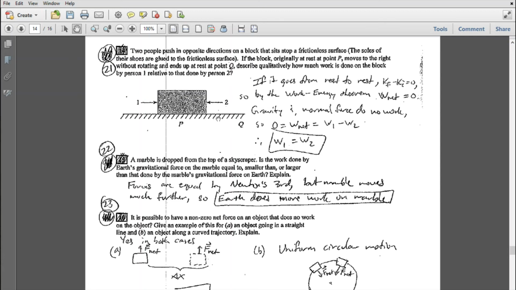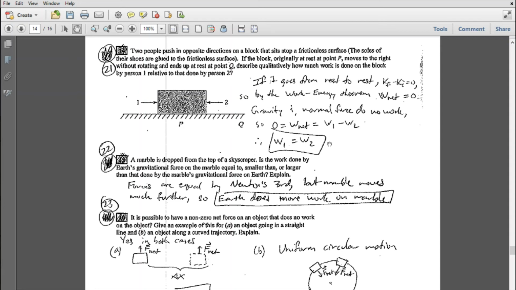So it starts at rest, it ends up at rest. That means the net work done is 0 because the change in kinetic energy is 0. It starts at rest and ends at rest. 2 is doing negative work, right? The box is moving in this direction, but 2 is pushing in that direction. So 2 does a certain amount of negative work, whereas 1 does a certain amount of positive work, and they're equal and opposite to each other. So the magnitudes of the works are the same.